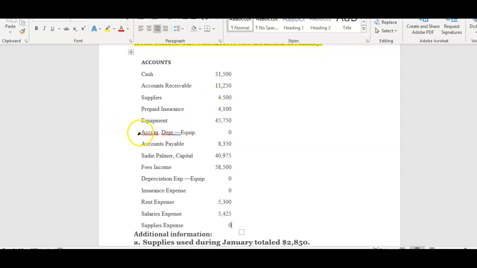We have a new account called Accumulated Depreciation that we'll discuss in a few. That account right now is blank, so I'm going to leave it alone. I'm going to go down to my liability account, accounts payable, which increases on the credit side. Your revenue account increases on the credit side, and your capital account increases on the credit side.